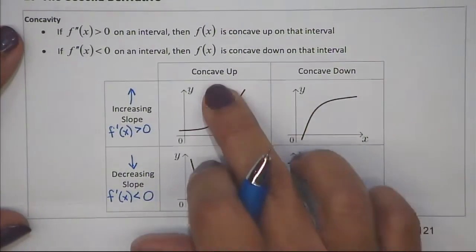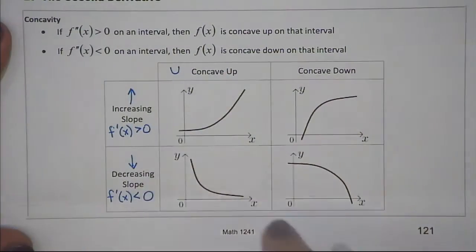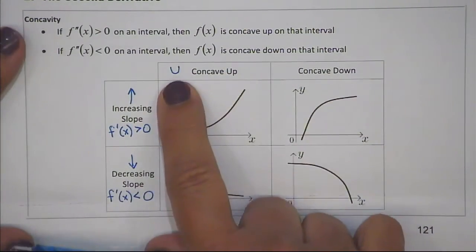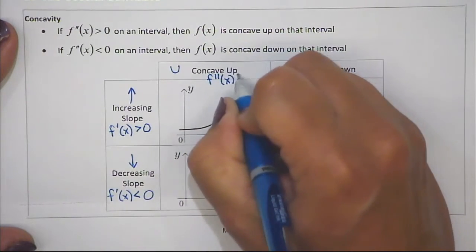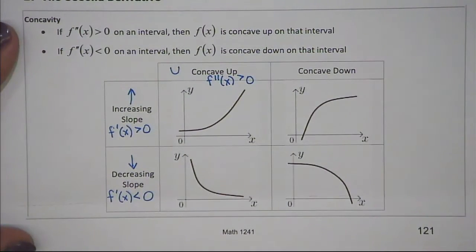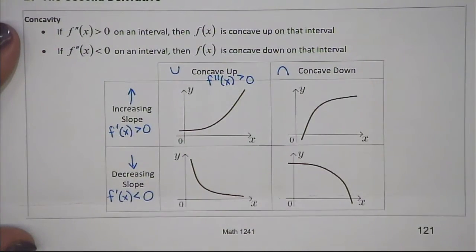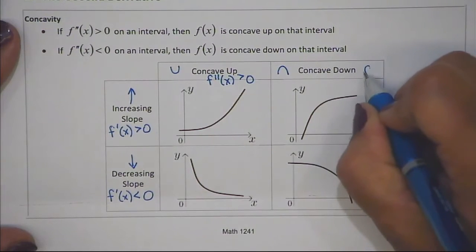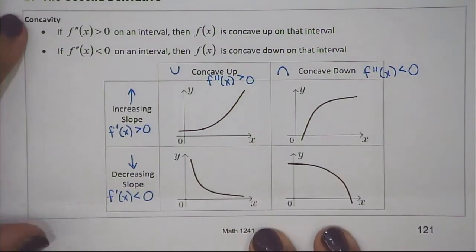All right, and then for concave up, I'm going to use that symbol for concave up. This is where the second derivative, f double prime, is positive. And obviously for concave down, I'll use an upside down U. That's my notation for concave down. And that's where your second derivative is less than 0, negative.